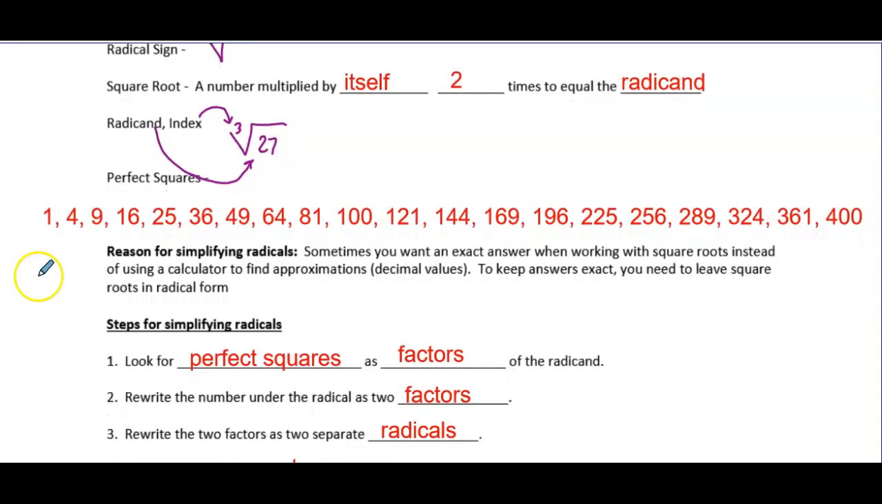So the reason for simplifying radicals, you may want an exact answer when working with square roots. If you put it into a calculator, you get an approximation. So by simplifying, we have what's called an exact answer.